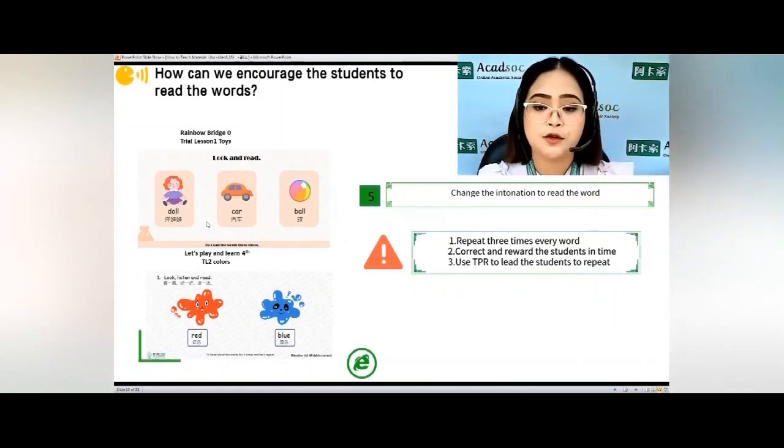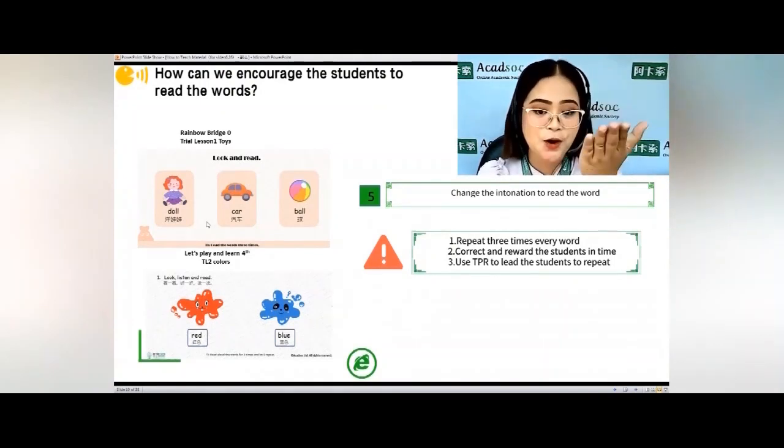The second is correct and reward the students in time. Rewards are really very useful. It would encourage them to talk and to communicate and to cooperate in your class. The third one is use TPR to lead the students to repeat. Follow, teacher. It's your turn, like that.